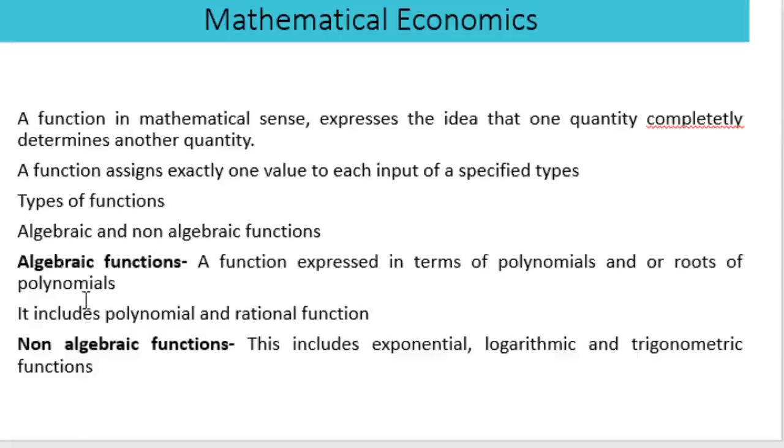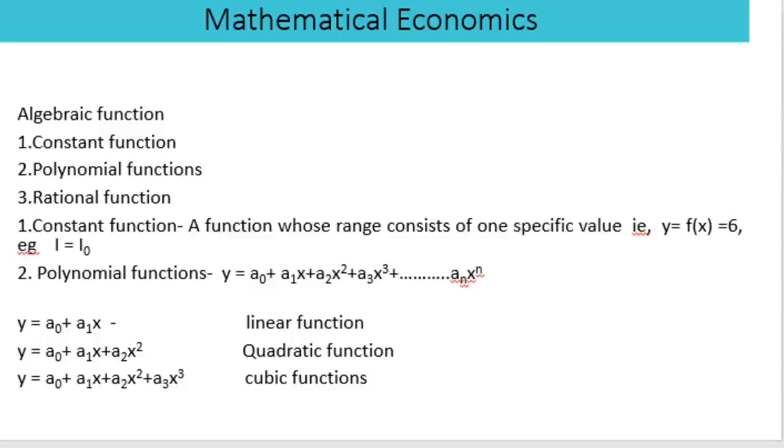We have another type of function, namely the non-algebraic function. We know that in algebraic functions we make use of the various algebraic operations. Non-algebraic functions include exponential, logarithmic, trigonometric functions, etc. Algebraic functions can be in the form of the constant function, polynomial, rational function, etc. A constant function is a function whose range consists of one specified value. That is, y equals f(x) equals 6. Here, the range consists of one single specified value.